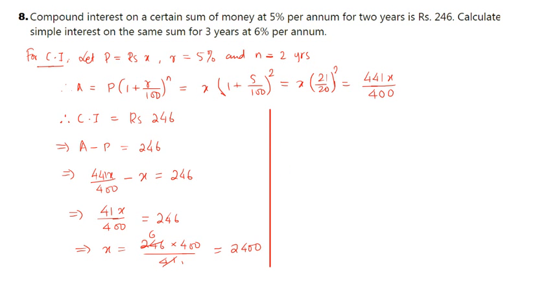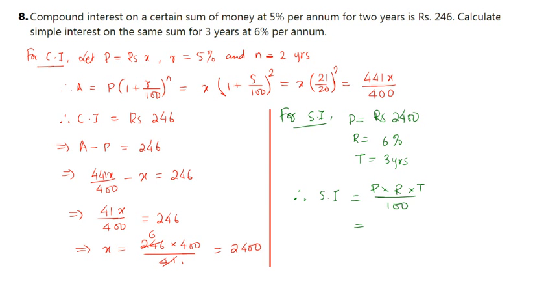So now you need to calculate the simple interest. The question says now you need to calculate the simple interest on the same sum. So for simple interest, your principal is rupees 2400, rate is given to be 6% per annum, and time is given to be 3 years. So your simple interest will be, as per the formula, P into R into T by 100. P is 2400, rate is 6, and time is 3, divided by 100. So do the cancellation.